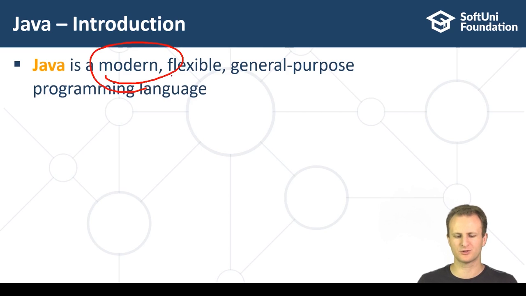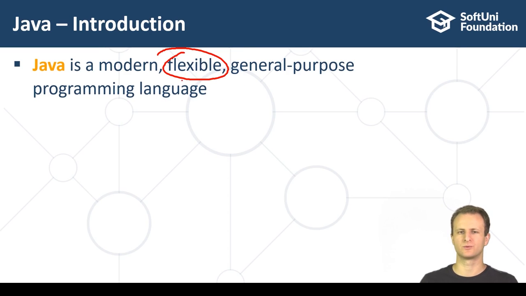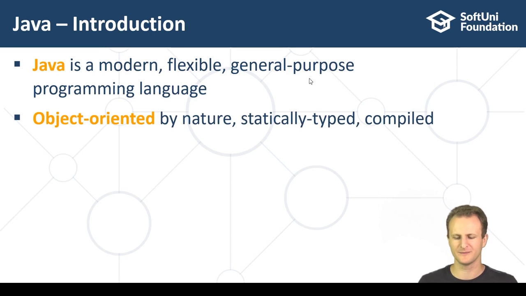It's a modern language which gets updated all the time. There was a period in the early 2000s in which Java didn't really get a lot of updates, but currently it's getting updates every year or so. So it's really an up-to-speed programming language which has a lot of the features other newer programming languages have introduced. It's flexible, meaning that you can write code in different paradigms and in different ways, although the preferred way of writing code is through object-oriented programming, which we will cover further on.